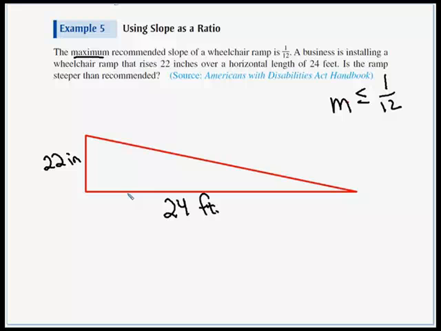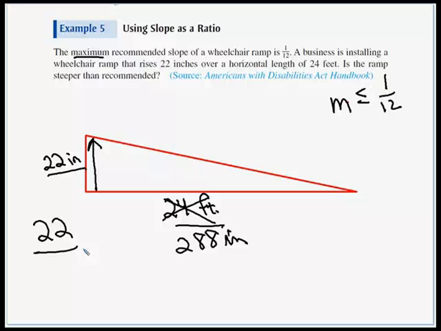So let's figure out. Do you notice something here with the units, though? We're in inches here, we're in feet here. So we could change this into inches, or we could change 22 inches into feet, or we could change this feet into inches. Let's change to inches. There's 12 inches in a foot, so 12 times 24 is 288 inches. So what is the rise of our ramp? Our rise is 22. Our run is 288.